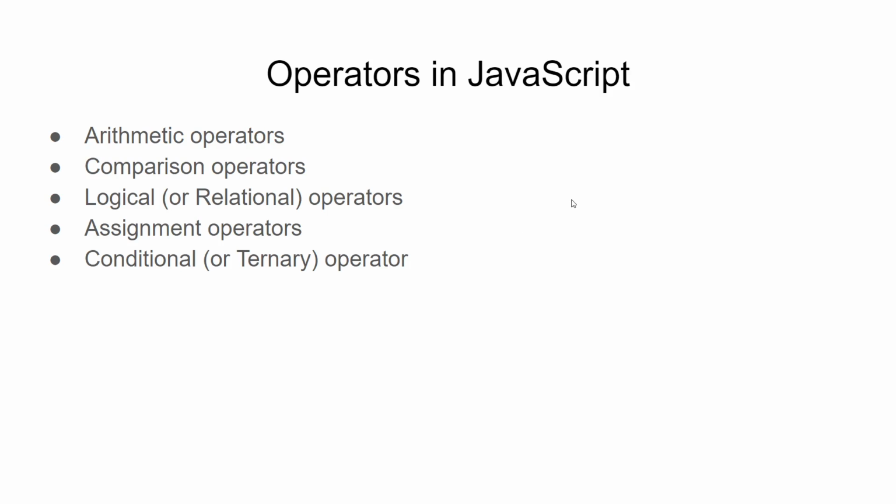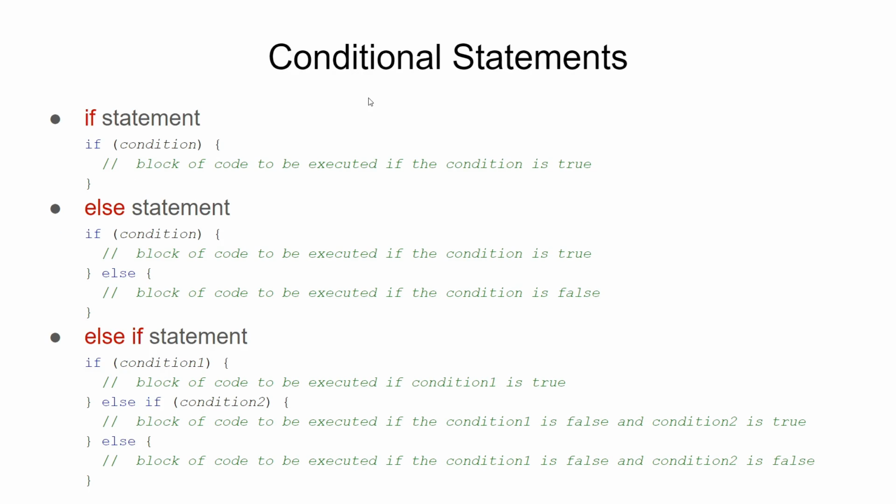So a while ago we were looking at operators in JavaScript and we had a look at all of these operators, but we didn't have a look at the conditional or ternary operator. I said that I'll explain that once we look at the conditional statements. Now in the previous video we had a look at the conditional statements. We saw how the if, else and else if statements work. Now let's look at what the conditional operator is.